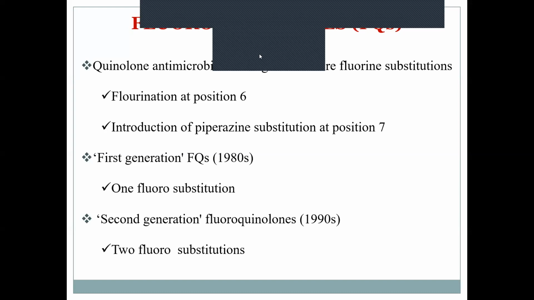They have certain differences as far as pharmacokinetics is concerned, or as far as the potency is concerned. Mechanism of action remains the same. Remember, mechanism of action remains the same, but there are changes in the potency as well as changes in the pharmacokinetics.